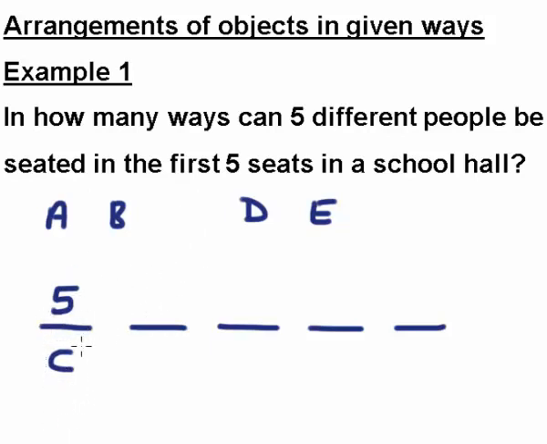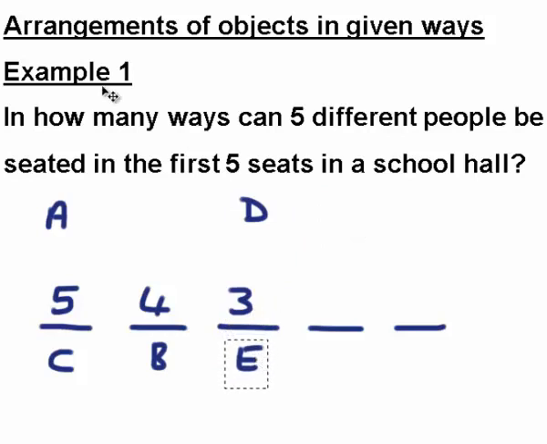Now, at that stage, how many people are left? There are 4. Now, 4 of those guys could occupy the second seat. Any of them could do it. We don't know who, but let's suppose B does. So Bill comes along and occupies the second position, which is fine. That means we're left with 3 guys, and 3 of them could sit in the third seat. And let's decide that E, Eugene, sits there.